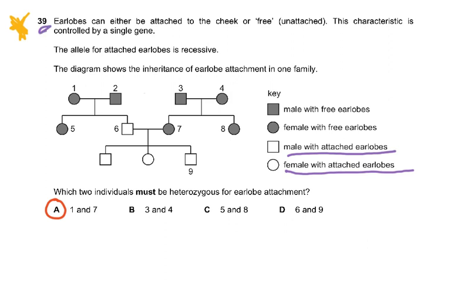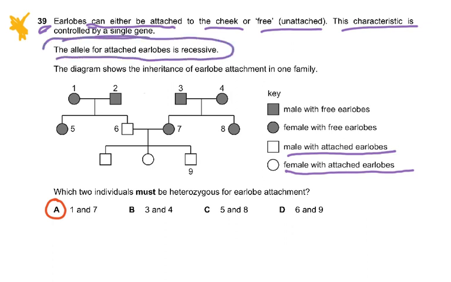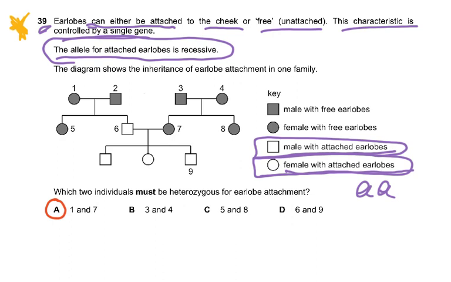Question number 39. Earlobes can either be attached to the cheek or free. The characteristic is controlled by a single gene. The allele for attached is recessive. Now, this is the one which is the clue. So, let's look at the key. Which ones are the people who are attached? Now, if they are recessive, they have to be this A, this A. You can write anything, B or anything, but I'm just taking the letter A. So these people would all be recessive. So this person is recessive, this person is recessive, this person is recessive. And 6 is recessive.